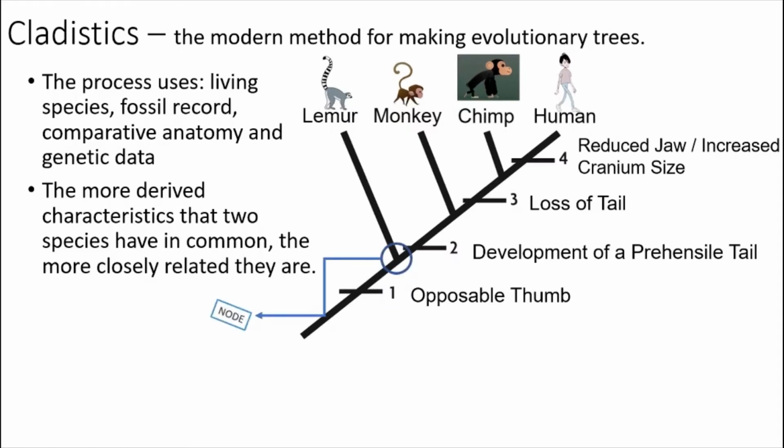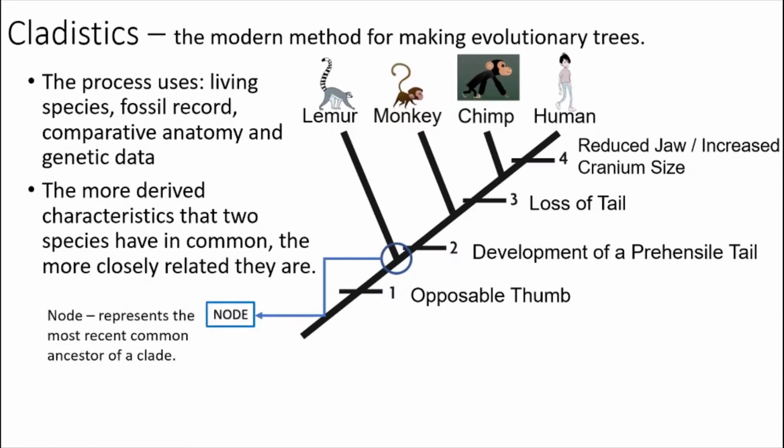However, you'll notice that each of these organisms eventually creates its own branch off of this cladogram. Where these branches come off are called nodes. A node represents the most recent common ancestor of a clade. What this means is that at some point millions of years ago, lemurs, monkeys, chimps, and humans shared a common ancestor that had an opposable thumb.